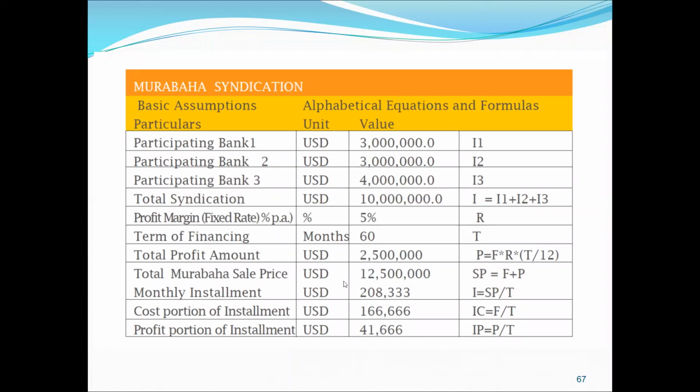So the total murabaha sale price will be 12.5 million. If we buy the property, as I gave you in the example, 100 flats for 10 million, then the Islamic bank will sell these flats to the customer for $12.5 million over 5 years. So our profit will be $2.5 million. This $2.5 million will be shared with each bank accordingly, based on how much money they have invested.